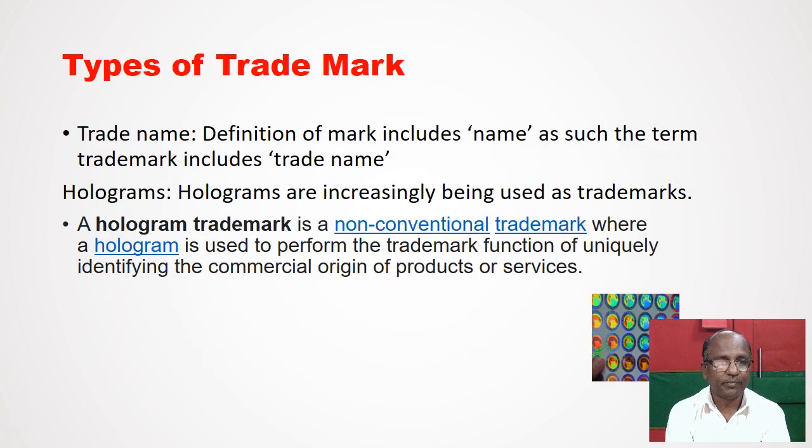Another type of trademark is trade name. In the definition itself, the mark includes name. As such, the term trademark includes trade name. Another type of trademark is holograms. Holograms are increasingly being used as trademarks. A hologram trademark is a non-conventional trademark where a hologram is used to perform the trademark's function of uniquely identifying the commercial origin of products or services. Actually, it is an emblem on the particular products. Hologram.